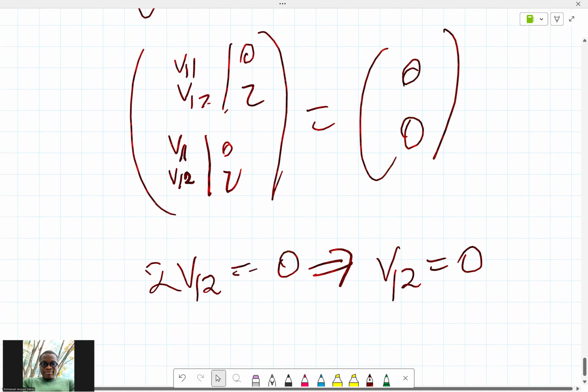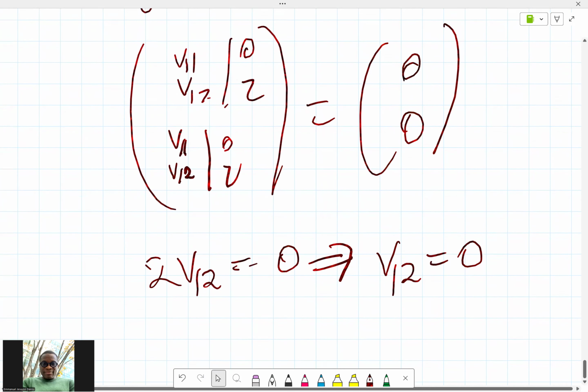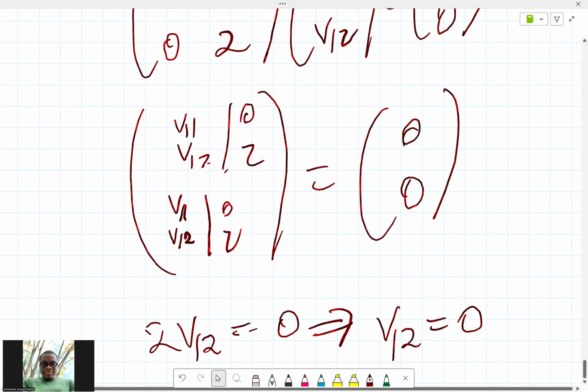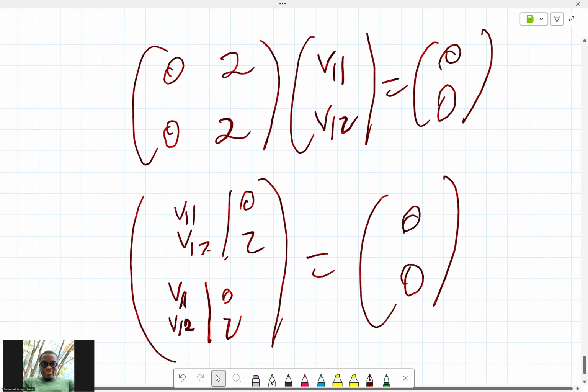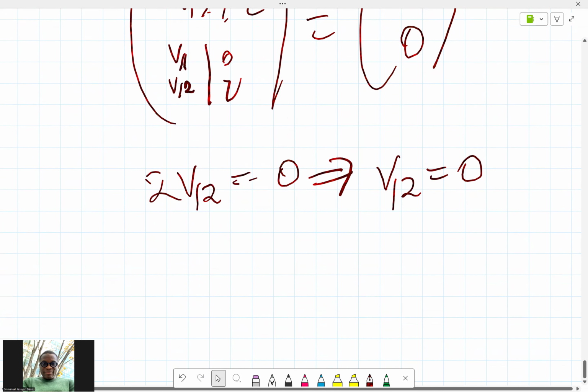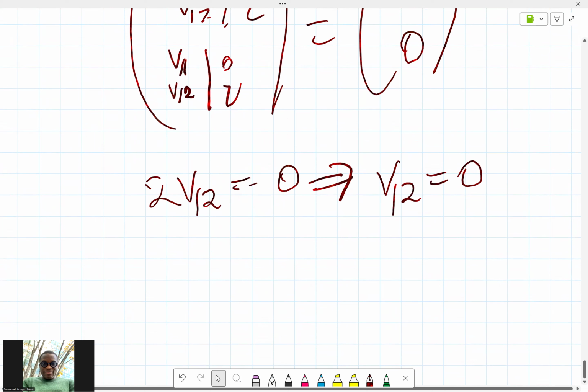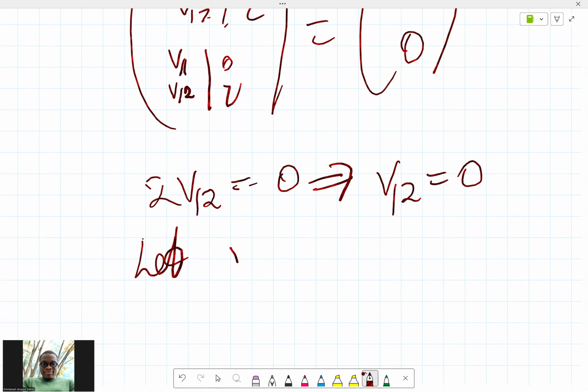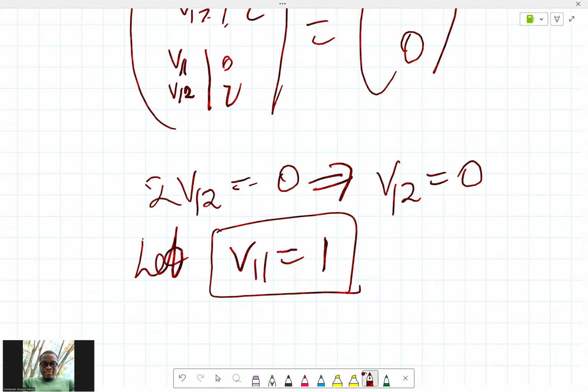So V1, 1 seems to be missing an action in a way. So in that case now, it means that, let me see, 0, 2v1, 2, 0, 2v1, 2, exactly the same kind of trend. So if v1, 2 is equal to 0, then we can just take v1, so we can just say let v1, 1 be equal to 1 because there's no way to get it, right? So we just take v1, 1 to be 1 and v1, 2 is 0 easily.